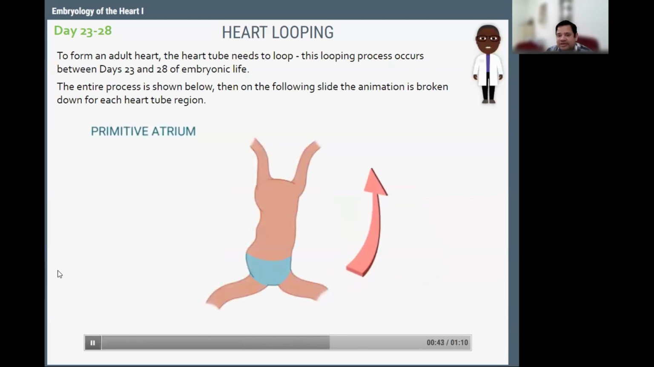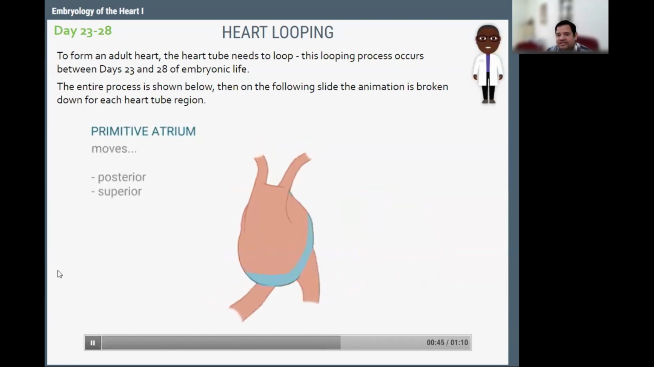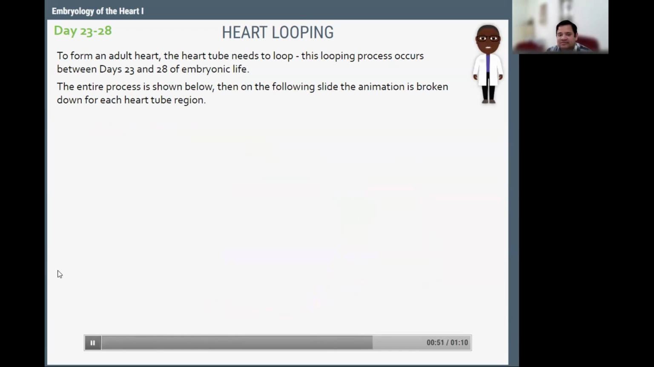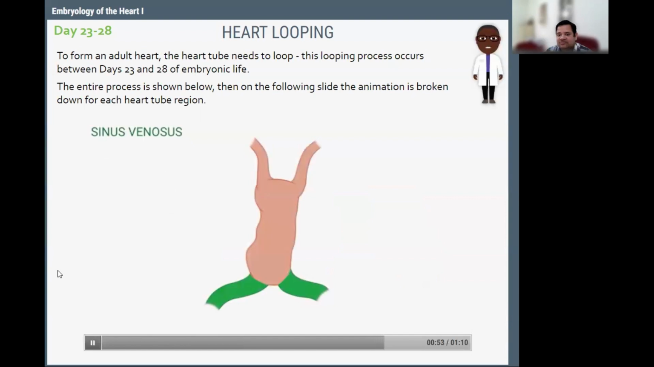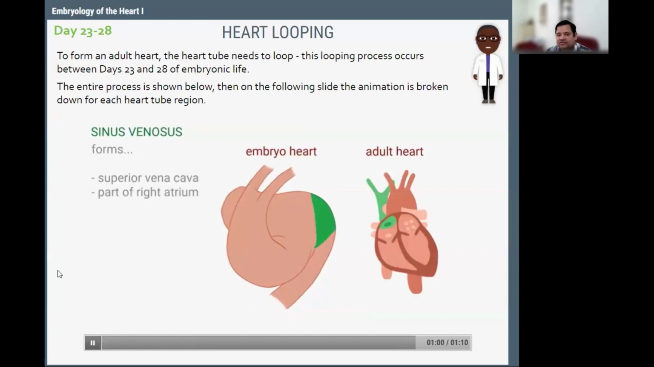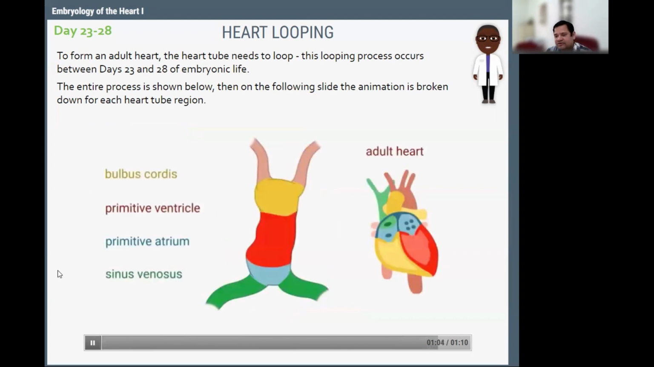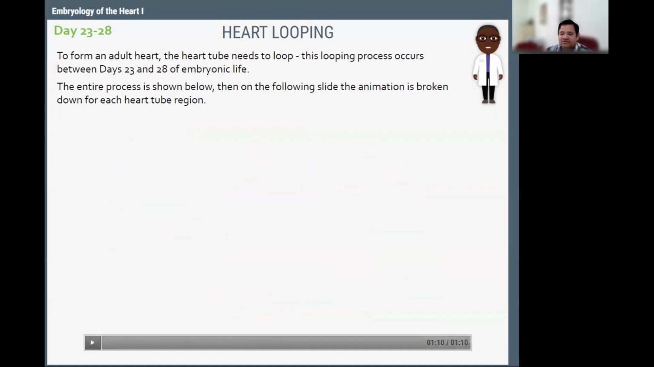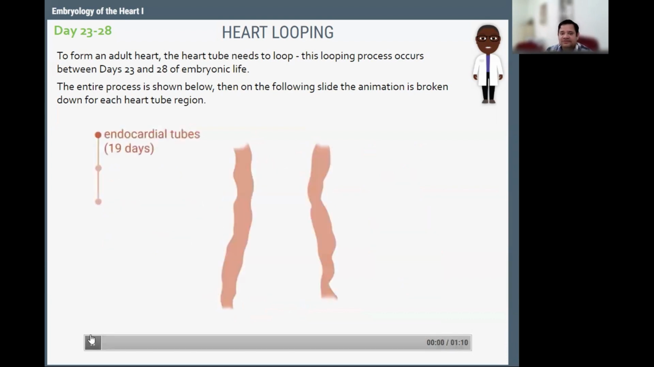Then you can see the primitive atrium. It will move to the posterior and superior side. The atria are on the superior side, so it is going to form the parts of the right and left atria. And then the last one is the sinus venosus. It also moves superior and posterior, and then it forms the superior vena cava and some parts of the right atrium. So this is called the looping of the heart. We'll see it again one by one.